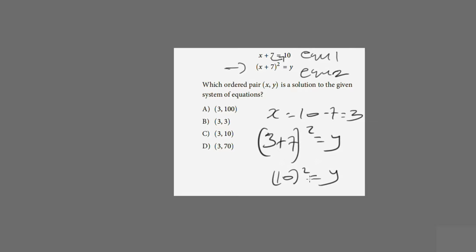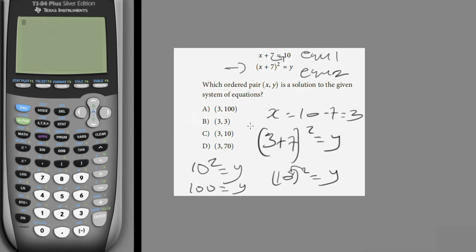So when you apply the law of indices, remove this bracket, this square goes into the bracket. So we have 10 squared equals y. 10 squared is 100, so y equals 100. So when x is 3, y is 100. So the right answer to this question is option A. When x is 3, y is 100. It's as simple as this. This is how you can solve this kind of problem involving systems of equations when you're applying the substitution method manually. So you don't need a calculator to solve it.